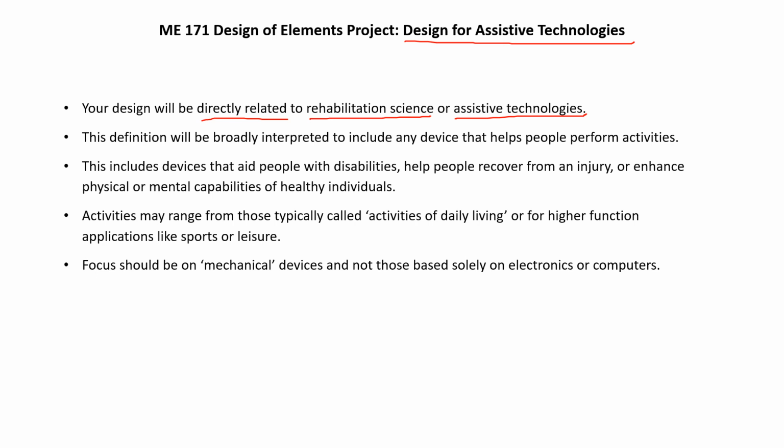And what do we mean by these assistive technologies? Well, this could be something that could be broadly interpreted to include any device that can help people perform activities. So what are some examples of this? Well, this could include devices that aid people with disabilities. So that kind of goes back to your rehabilitation science right there. It could be something that helps people recover from an injury. Or it could be something that just enhances the physical or mental capabilities of healthy individuals.